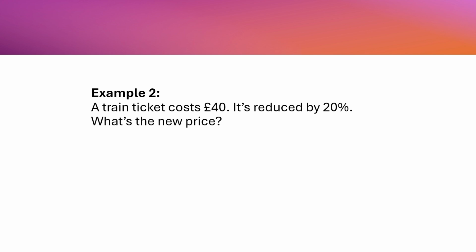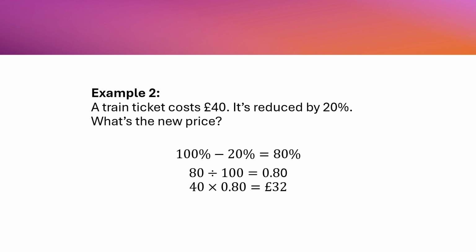Example 2. A train ticket costs £40. It's reduced by 20%. What's the new price? Find the multiplier. As the price is reduced, subtract 20% from 100% to get 80%. Convert to decimal. 80 divided by 100 is equal to 0.80. Calculate the new price. 40 times 0.80 equals £32. So, the sale price is £32.